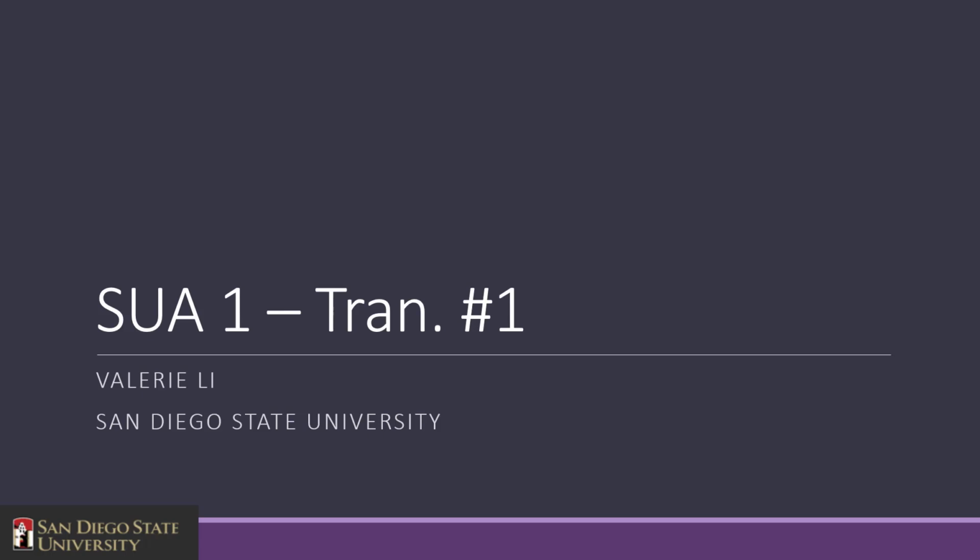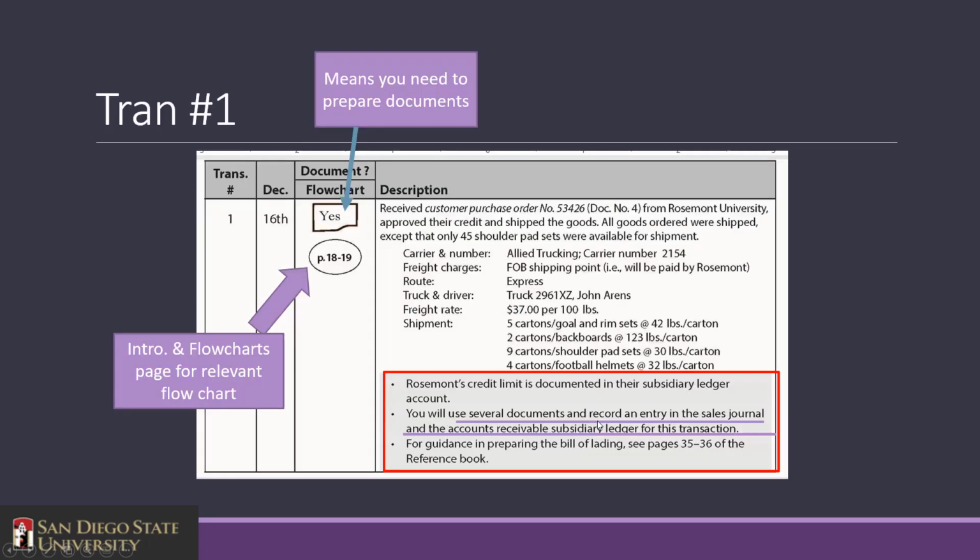So let's look at transaction number 1 from the transaction list. You know the transaction list is document 1 of your document packet. So here is transaction number 1, and please note the date. The transaction date here is December 16, okay?